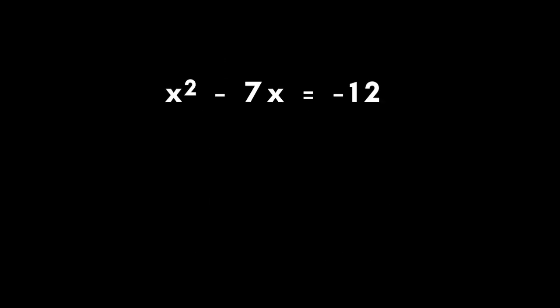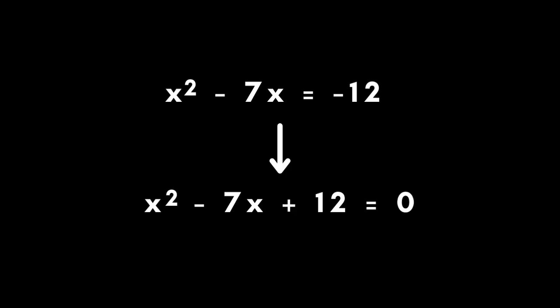Also keep in mind that if you're given an equation like x squared minus 7x is equal to negative 12, you will need to rearrange it by adding 12 to both sides to get x squared minus 7x plus 12 equals 0, which, as you can see, is now in a form that can be factored.